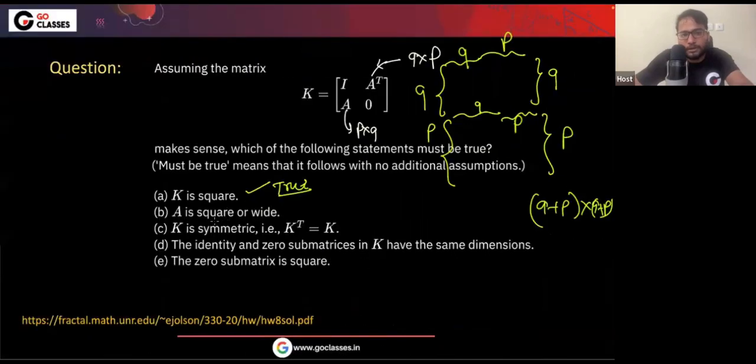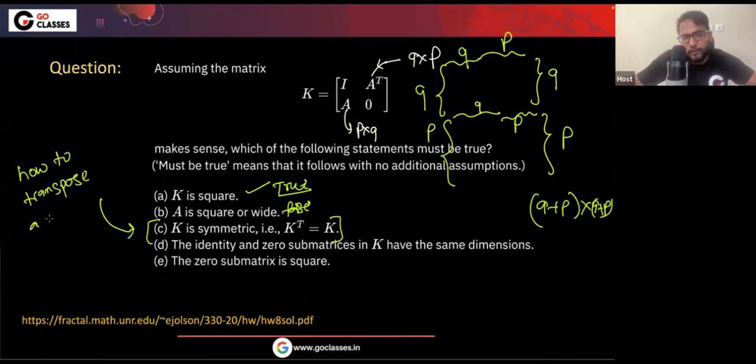Now what about this? Is A a square matrix? It need not be, right? It could be P plus Q, right? So this is false. It could be P cross Q. Is K symmetric? Okay, so this I'm keeping on hold because I haven't told you till now how to transpose a block matrix. I will tell you how to transpose a block matrix, and then we will see this.